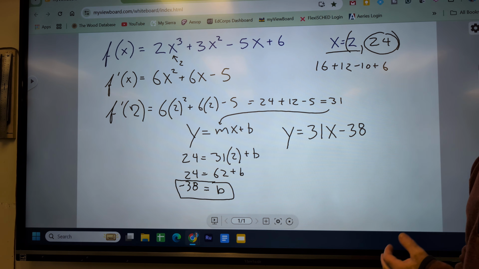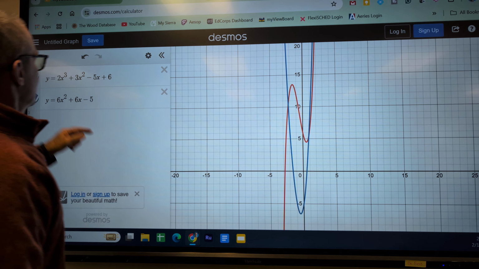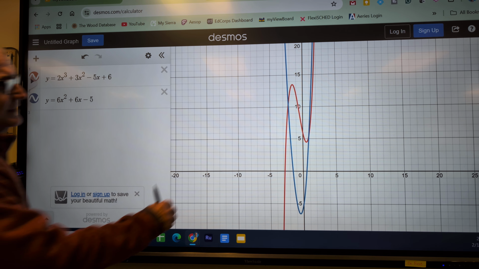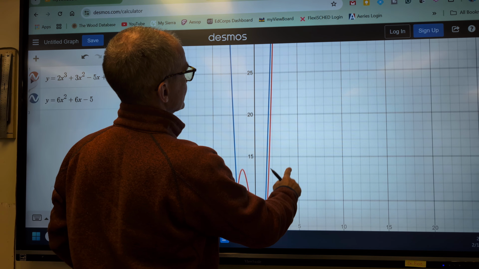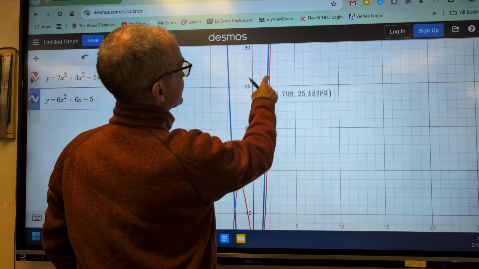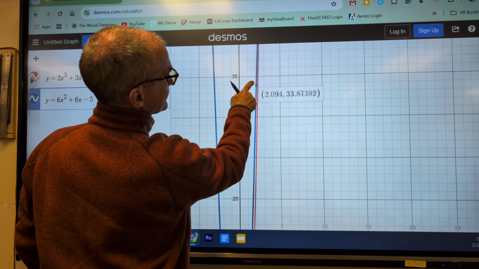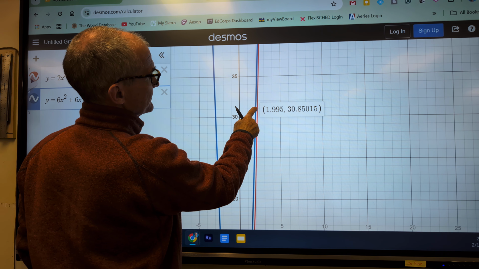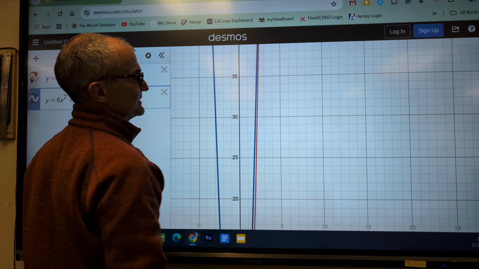We can kind of see that graphically in Desmos as well. So here I am in Desmos. Red is my function. Blue is my derivative, the slope of my function. And if I scroll in to 2, scroll in more, at 2 I'm at 31. So that kind of makes sense.